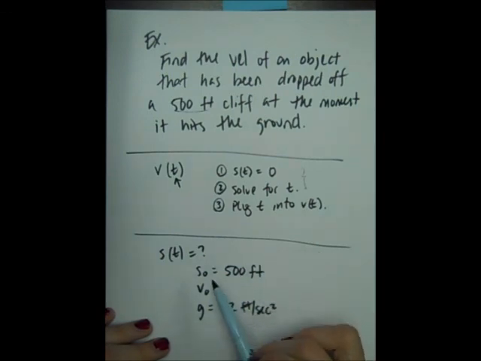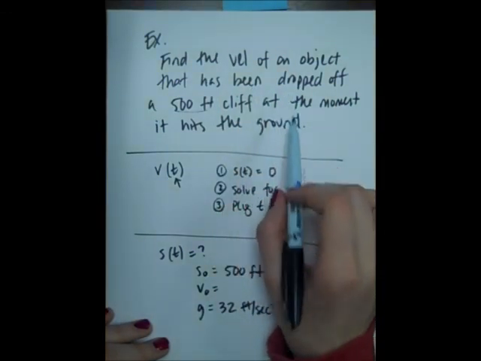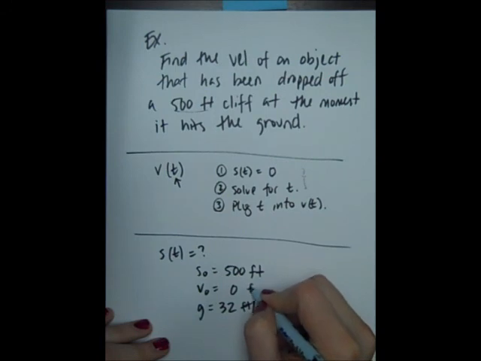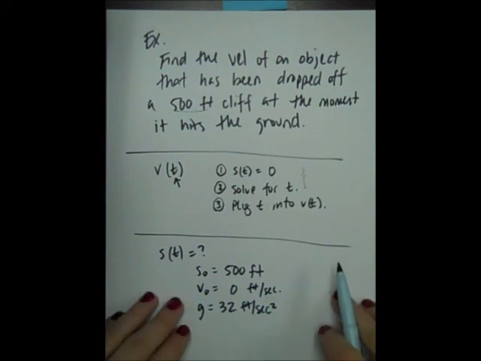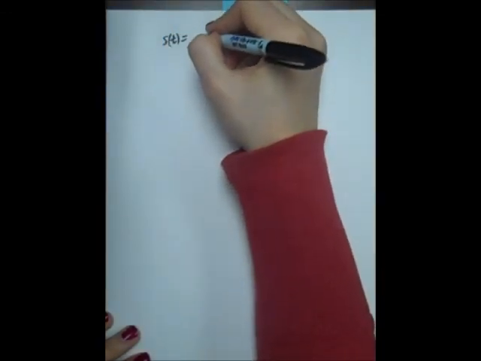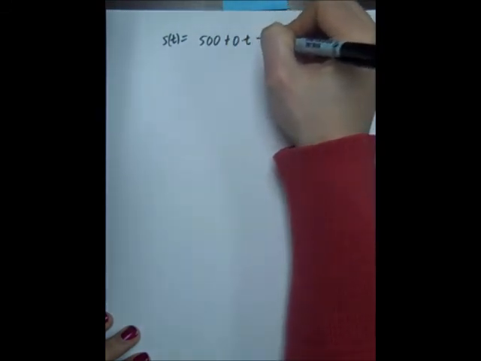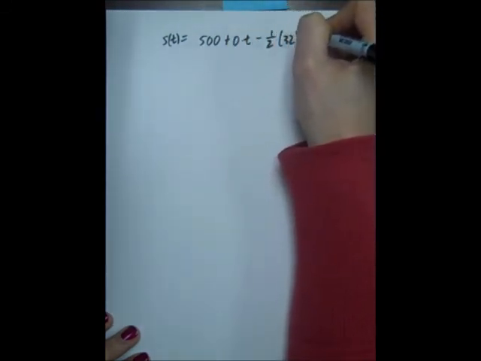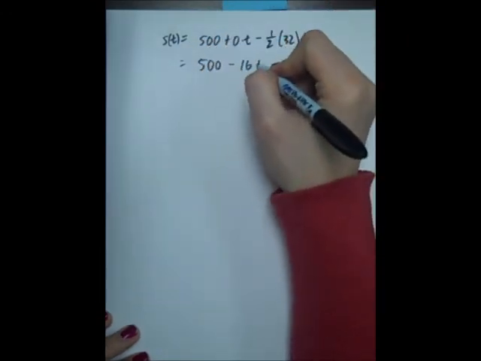Next, what is the initial velocity? Well, it says an object is just dropped, so it's not thrown, it's not kicked or anything like that. So my initial velocity is just 0 feet per second. Had the object been thrown, then I would have had a different initial velocity, but it was just dropped, so just 0. So what does that make my position? It makes my position 500 plus 0 times t minus 1/2 times 32 t squared. Simplify this a little bit: 500 minus 16t squared.